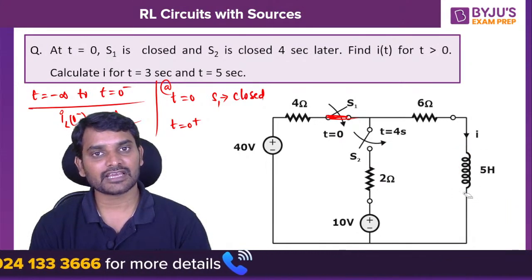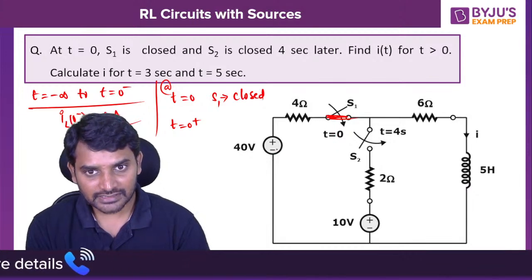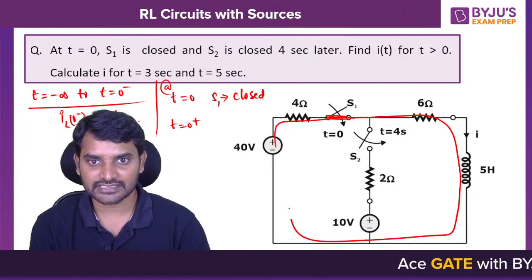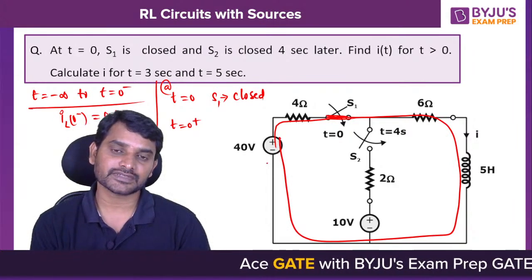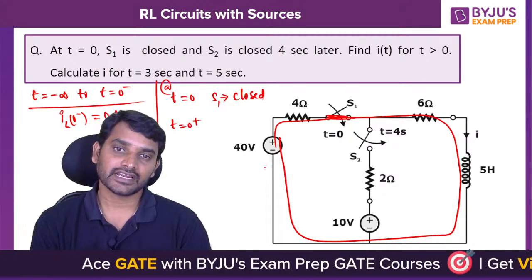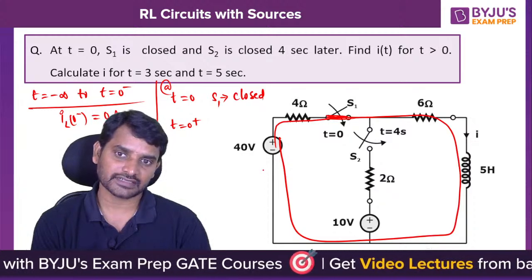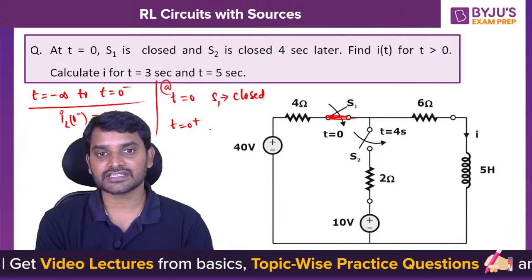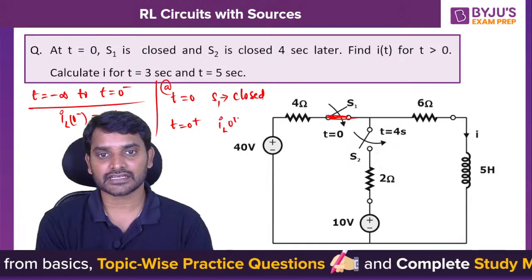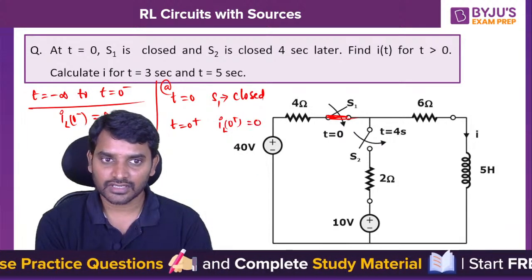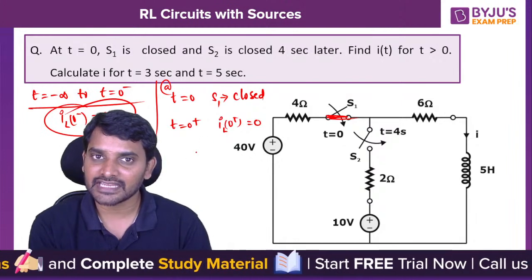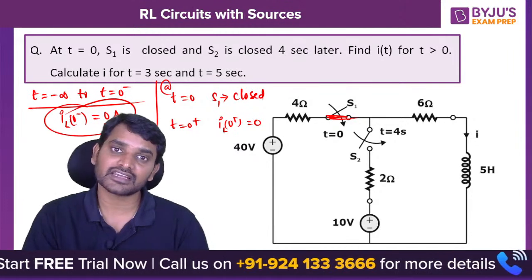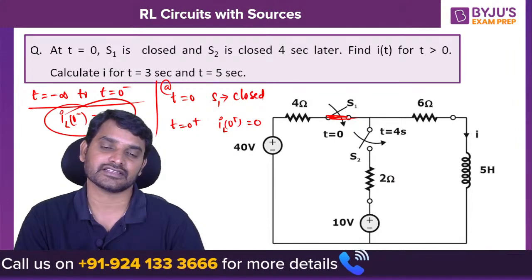The inductor will act like an open circuit because suddenly this 40 volts voltage source is trying to drive the current through the inductor like this, but the inductor will not accept. The inductor will take some time to rise the current. So at t equals 0 plus instant, the current flowing through the inductor, IL of 0 plus, is again 0. Earlier, whatever current it maintained at 0 minus, at 0 plus the same current is maintained. Within zero time it cannot accept sudden changes in current.